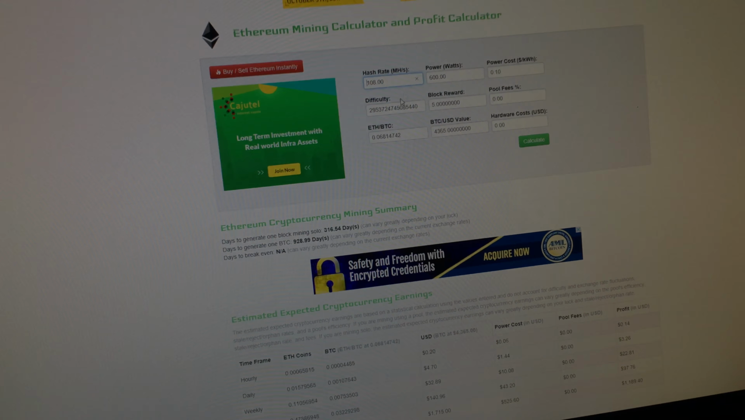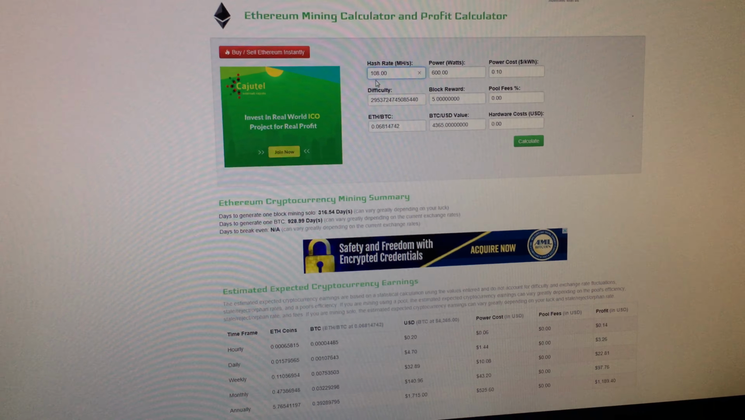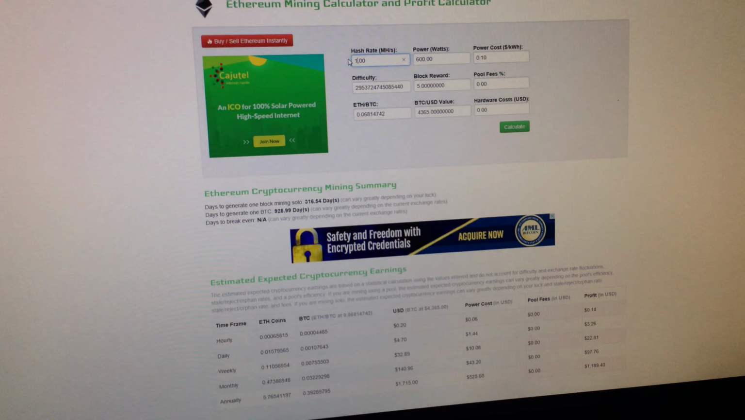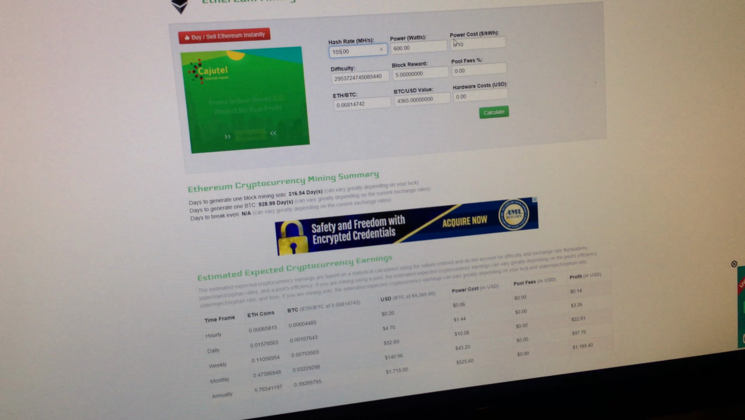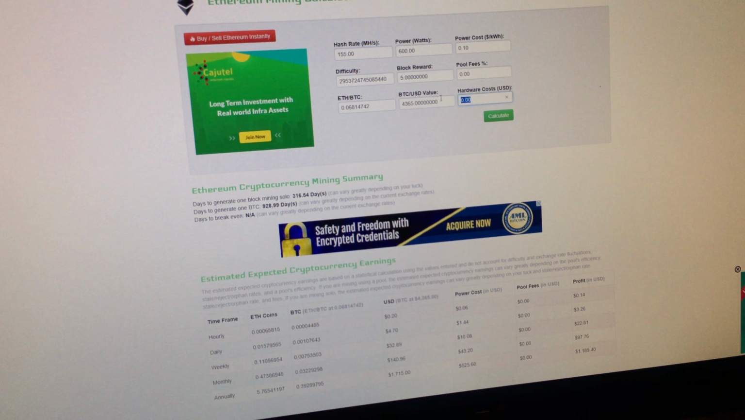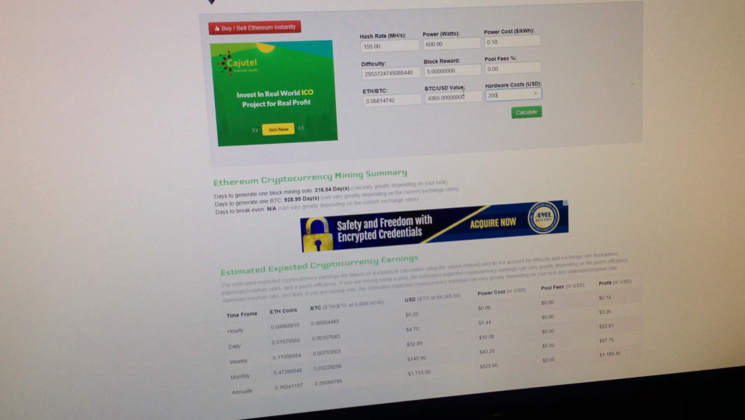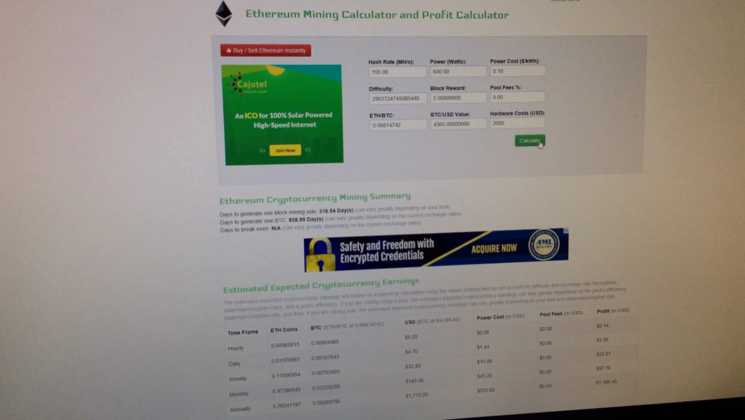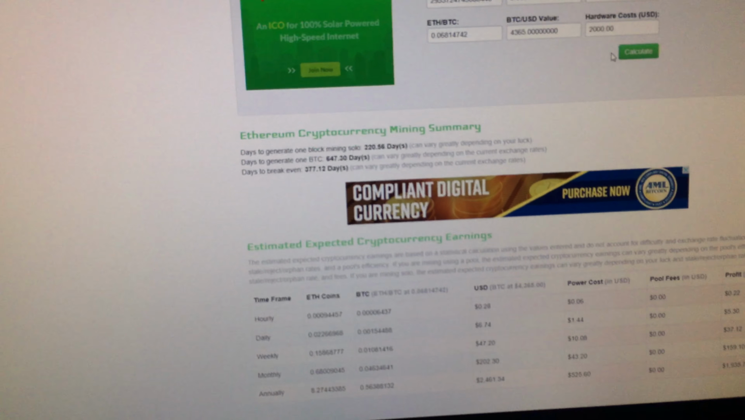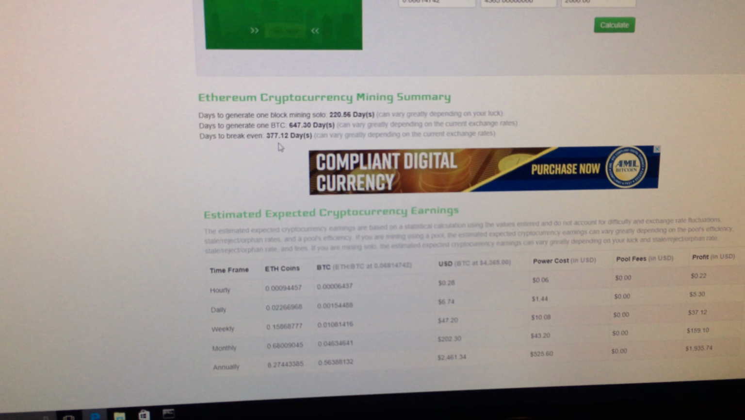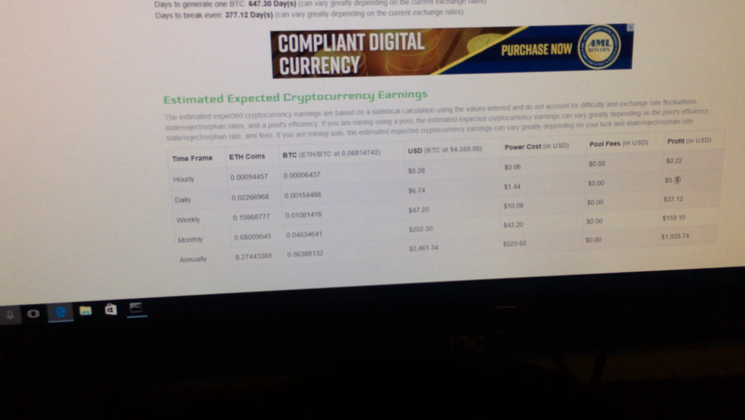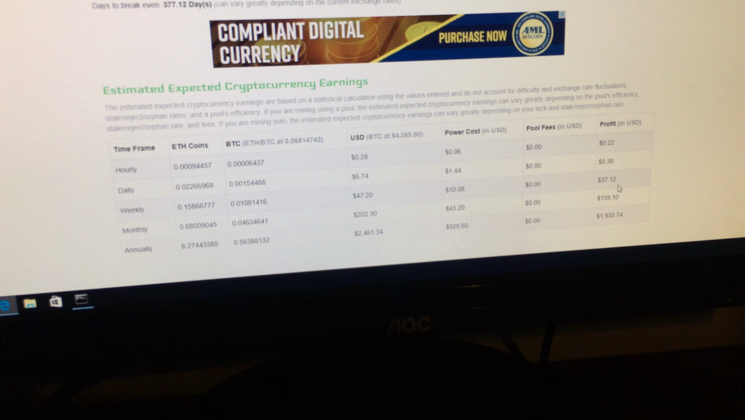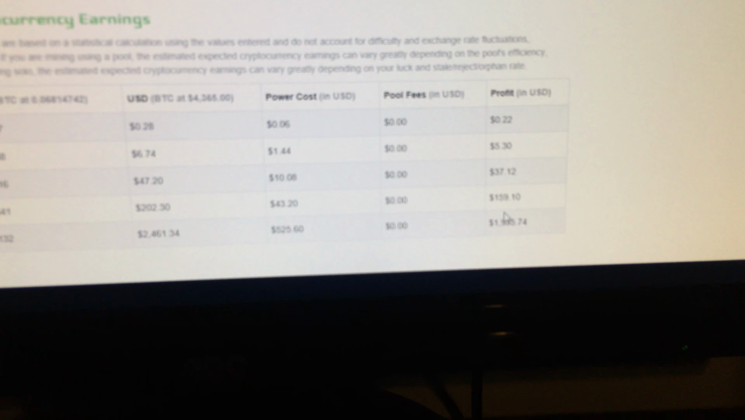So let's go over to Coinbase, Coin Wars, to show you what kind of profits I'm getting on return off a 155 hash Ethereum mining rig. Power cost, blah blah blah. Hardware cost, about $2,000, I think. Okay, hit calculate. There it goes. It's going to take me an average of 377 days to break even on $2,000. I make around $5 a day, $37 a week, and $159 a month.